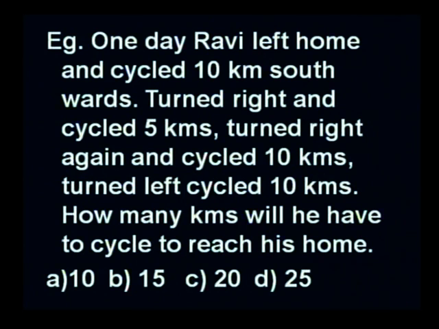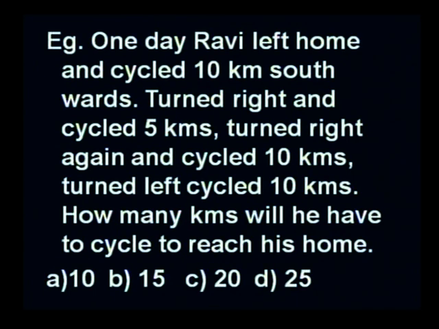One day Ravi left home, cycled 10 kilometers southwards, turned right and cycled 5 kilometers, turned right again and cycled 10 kilometers, turned left, cycled 10 kilometers. How many kilometers does he have to cycle to reach his home back?